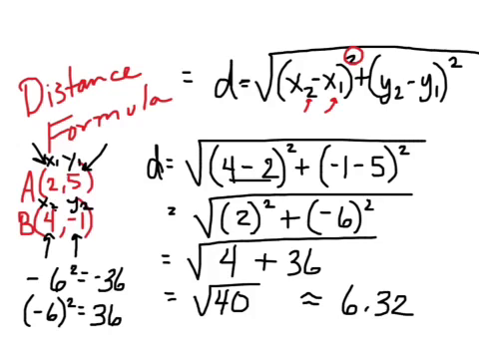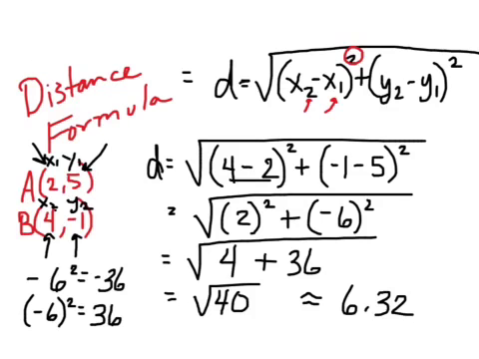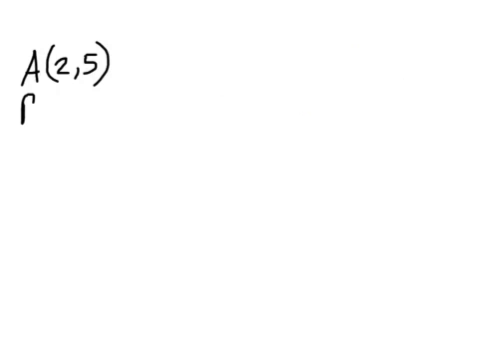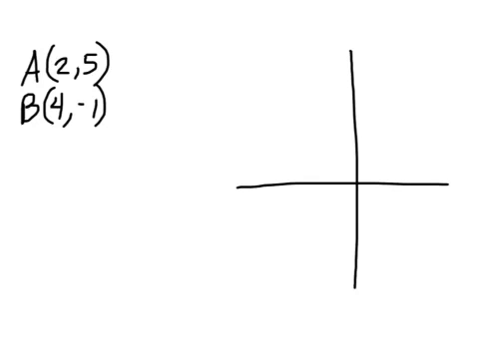Another way to do that same problem is, let me put the ordered pairs down there, and I'm going to look back just to see what they were again, is if you graph it. Now (2, 5) would go over 2, and then up 1, 2, 3, 4, 5, make a dot, and then over 4, down 1, make a dot. Now the shortest distance between 2 points is a straight line. What I could do is make a triangle out of this.